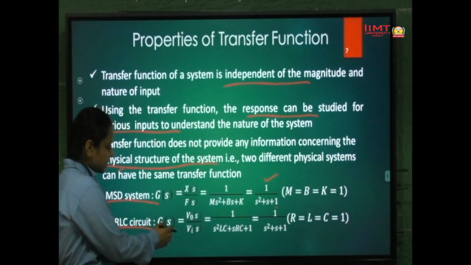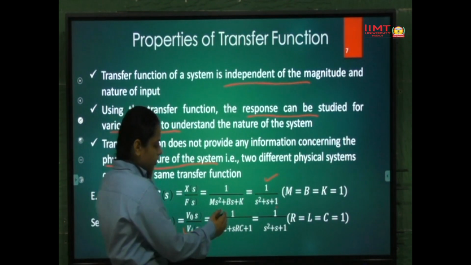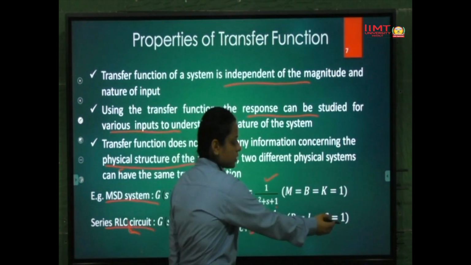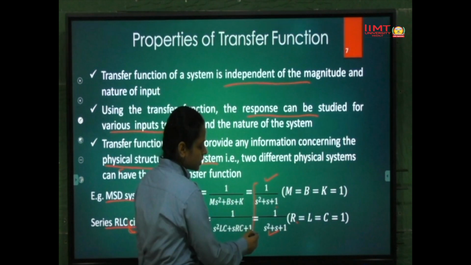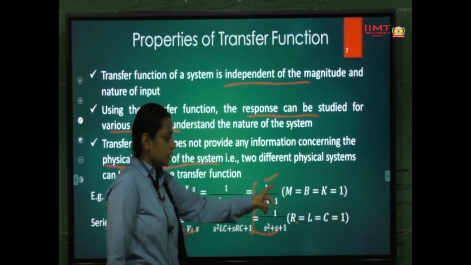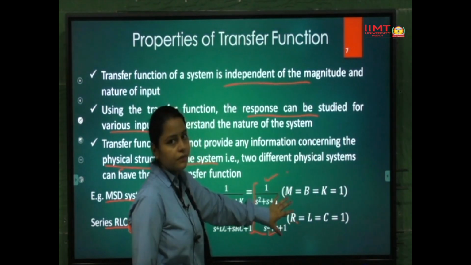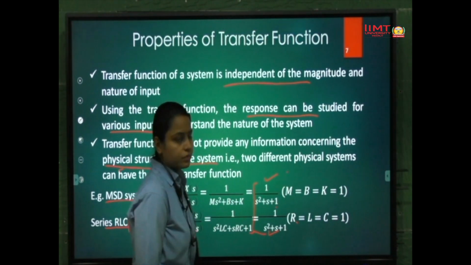Similarly, for a series RLC circuit, we have output upon input, as we have seen in example number 1 also, 1 upon s square LC plus sRC plus 1. If we put R equal to L equal to C equal to 1, we get s square plus s plus 1. So these two transfer functions are equal, but this is a mechanical system and this is an electrical system. So the physical structure of the two systems is different, but we can have the same transfer function.